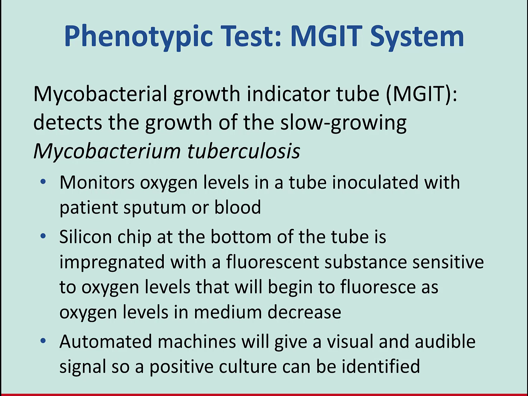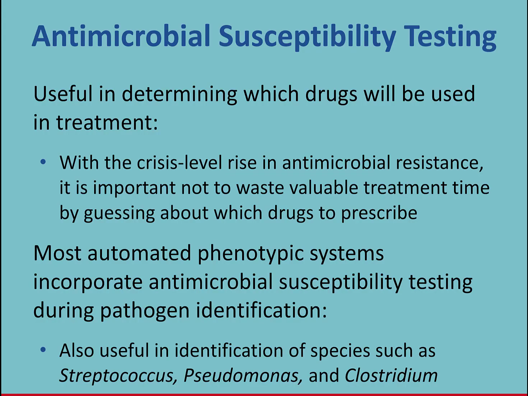So the phenotypic test, just know that the Mycobacterial Growth Indicator Tube, MGIT, is a phenotypic type of test to look at oxygen levels. Antimicrobial sensitivity testing is really straightforward. It's useful in determining which drugs will be used in a treatment. We'll be talking about this in the lab at some great length.